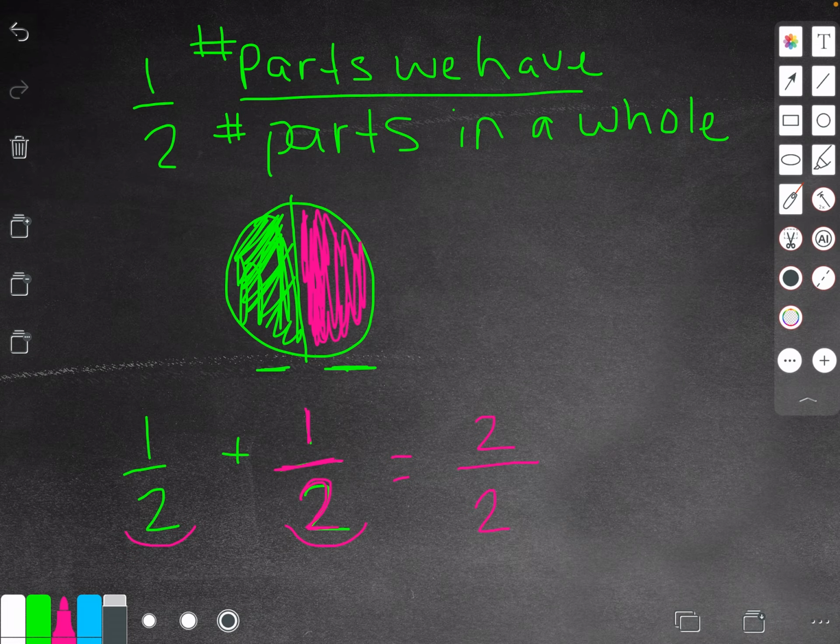The whole here does not change. The denominator then does not change because we have the same size pieces, the same number of pieces in the whole. Because they both have a 2 as the denominator, we can add them together easily. Now, this is an improper fraction because it can be represented another way. 2 over 2 really does mean that we have one whole pizza.